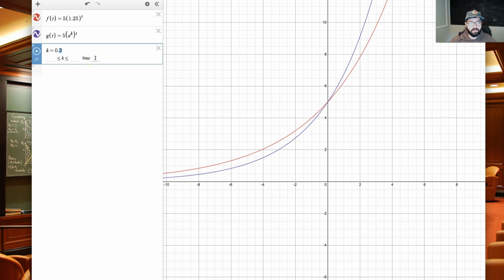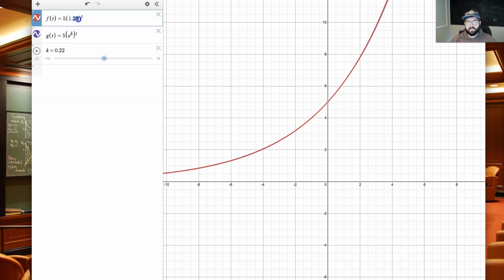Somewhere in here, maybe something like 0.23, 0.22. Noticing it's a little bit slower than annual growth of 25% here, we could consider this to be 22% continuous growth, and it's pretty darn close. Which makes sense that this would be smaller, right, than your annual growth rate.